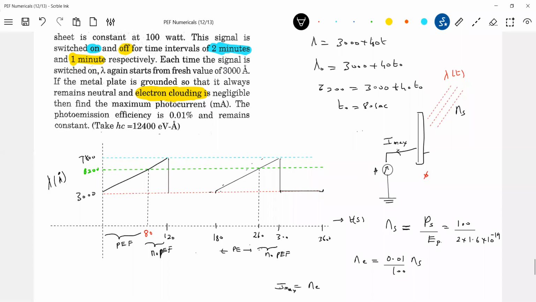But whatever concepts you carry on, you should see that as you vary intensity, the number of photons will change. So why did I take this one? Because for the least energetic photon, the number of photons incident will be maximum. Fine. I think the answer will come to 5 milliampere. Check it.